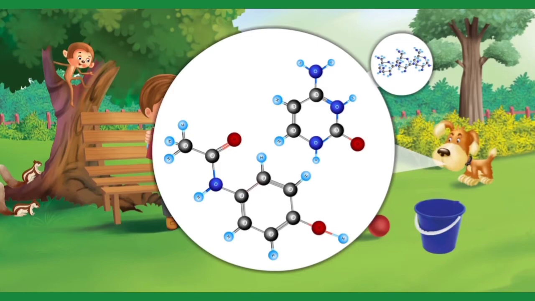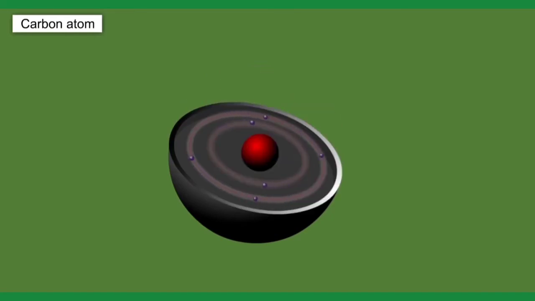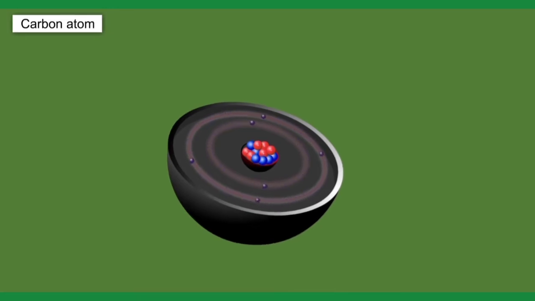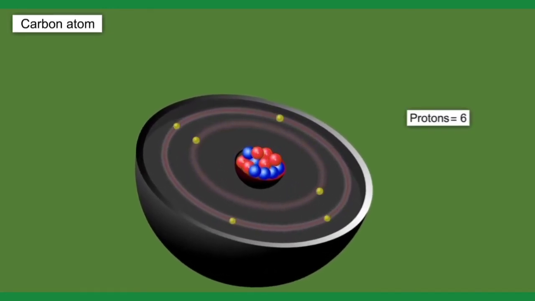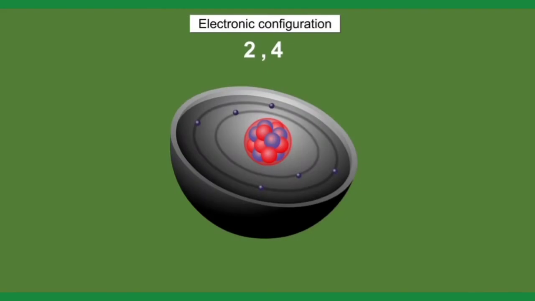Let us now see how a carbon atom actually forms bonds with other atoms. The atomic number of carbon, as you already know, is 6. So, the carbon atom has 6 protons and 6 electrons, and its electronic configuration is 2, 4. Looking at the electronic configuration, we can say that it has 4 valence electrons and thus its combining capacity, or valency, is 4.